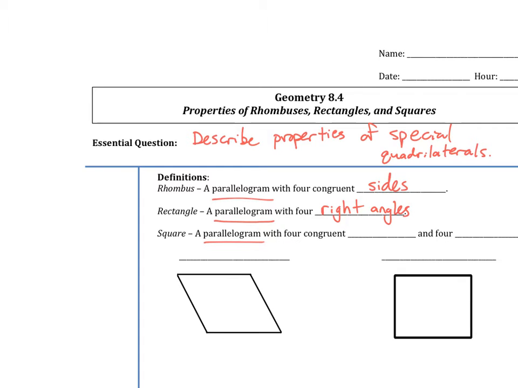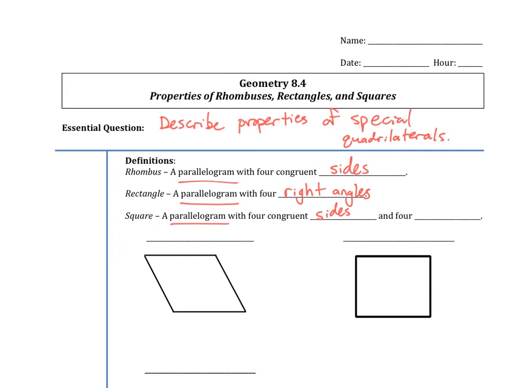And a square is also a parallelogram with 4 congruent sides and 4 right angles. And I'm going to abbreviate this as RT. So right angles. Okay, and then we have a picture for each.